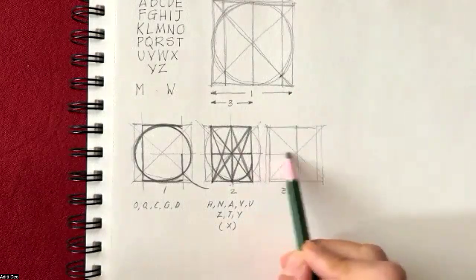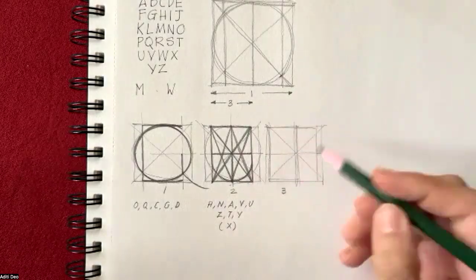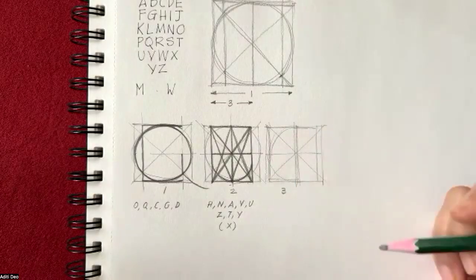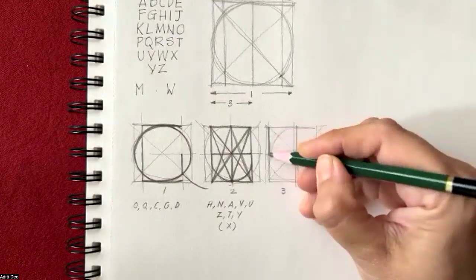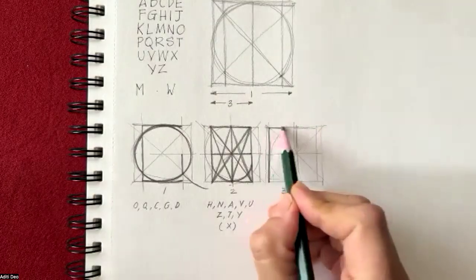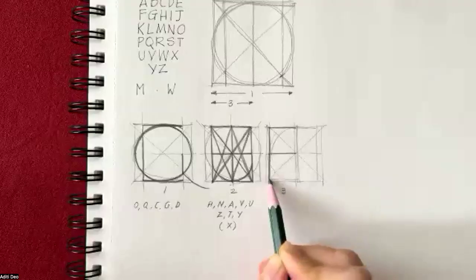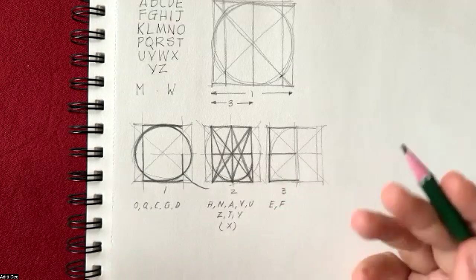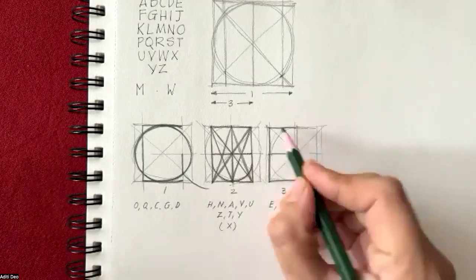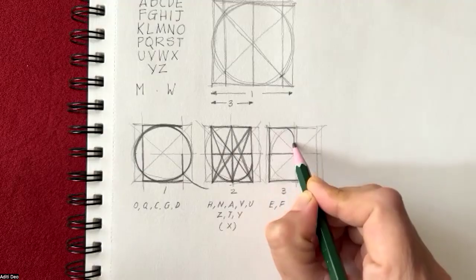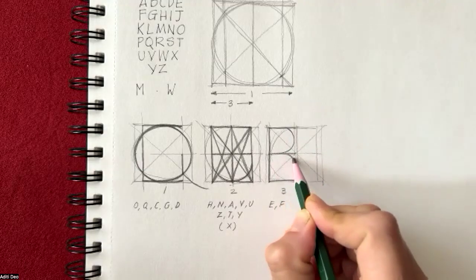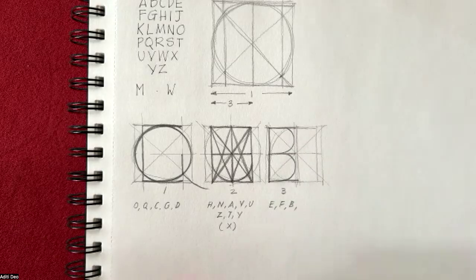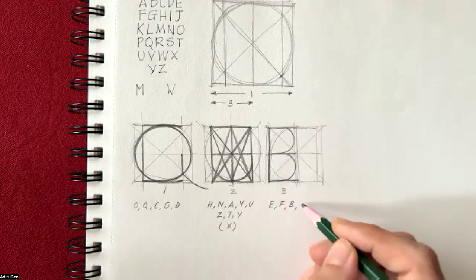All right, now we have the last category. We might as well make this circle, I think. Okay, first, let's make the letter E. So E and F, B, if we have B, obviously we'll have a P.